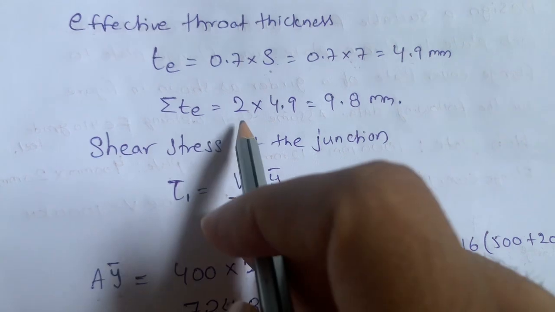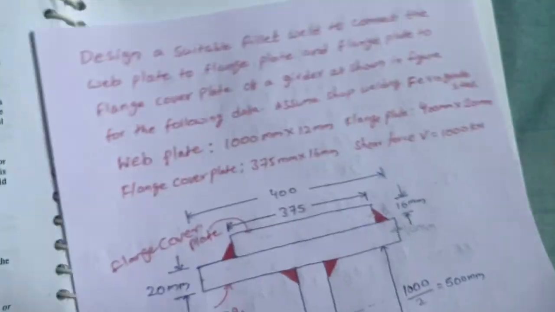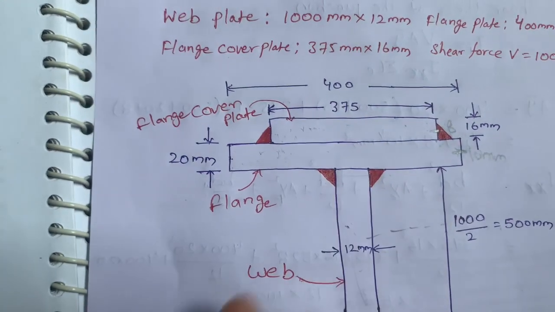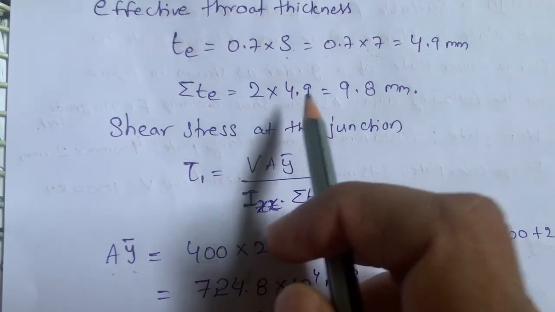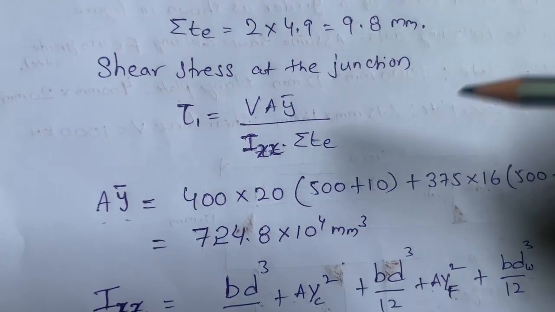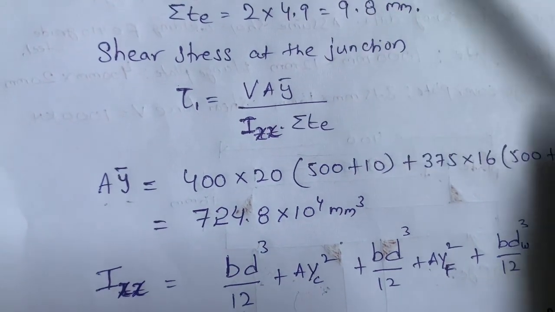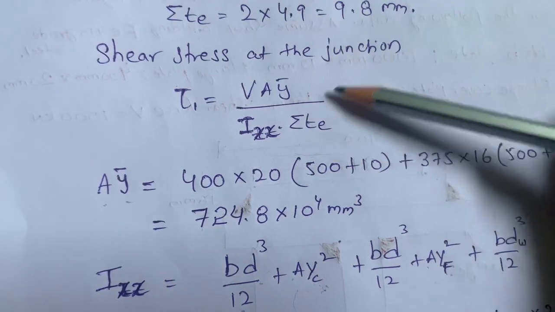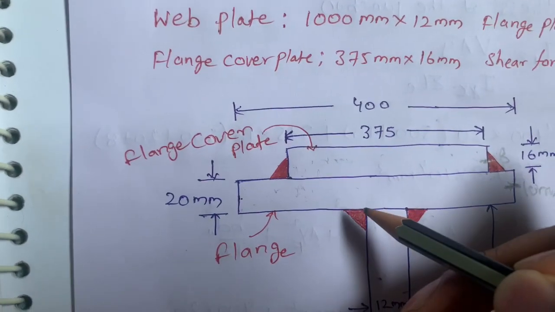Summation of T: we multiply by 2 because we are doing the welding on both sides. That is 2 into 4.9, which is 9.8 mm. After that, we need to find the shear stress at the junction. Previously we found the shear stress at the weld, now the shear stress at the junction. In this junction, what is the shear stress? Junction means this is the junction.